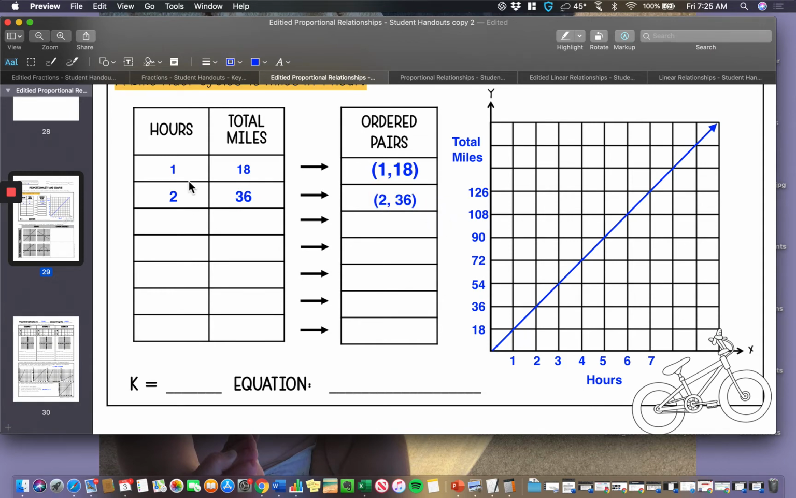All right, so then I can figure out how many miles he goes in 3 hours by following it up. I see an intersection and I can go over and see that it's 54. So in 3 hours, he goes 54 miles. Then I can write my ordered pair over here.